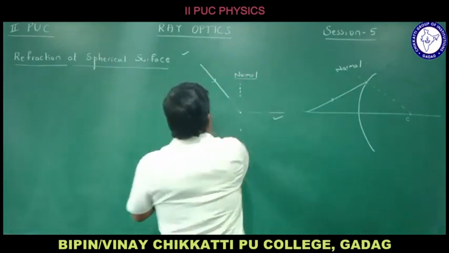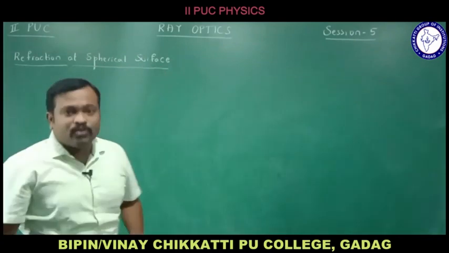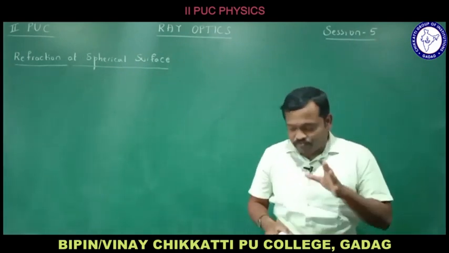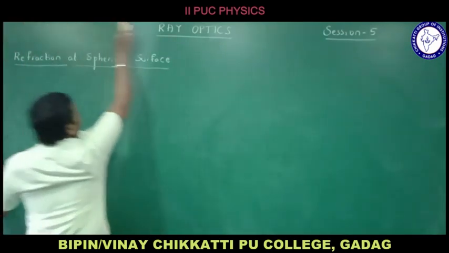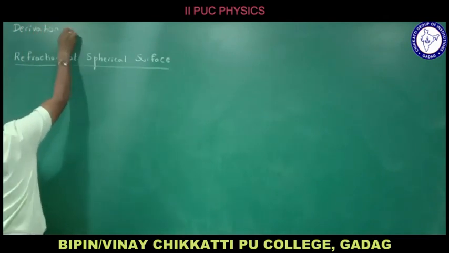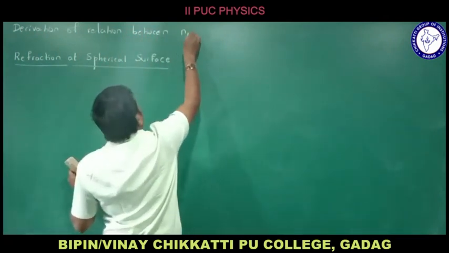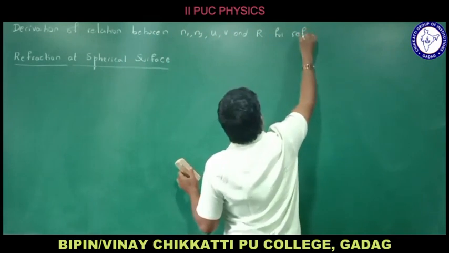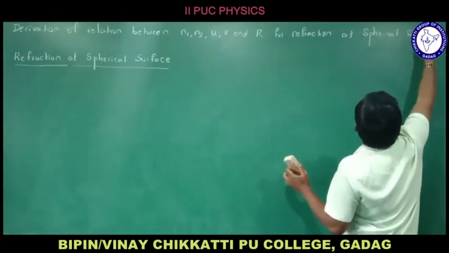After understanding this, let me go with today's concept, that is refraction at a spherical surface. We will be deriving the formula with which we can find the refraction at the spherical surface. This is a 5 marks derivation. Let us discuss refraction at spherical surface. In the examination, the question will be asked like this: derivation of a relation between n1, n2, u, v and r for refraction at spherical surface. The question will be like this.